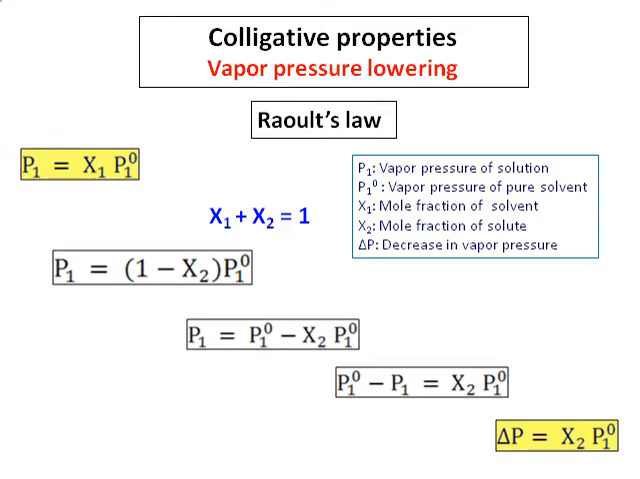So you can notice that this is different from Raoult's law. Raoult's law talks not about the depression, but about the vapor pressure of the solvent and the vapor pressure of the solution. And the end equation, delta P, is the vapor pressure lowering, where we take the mole fraction of the solute.